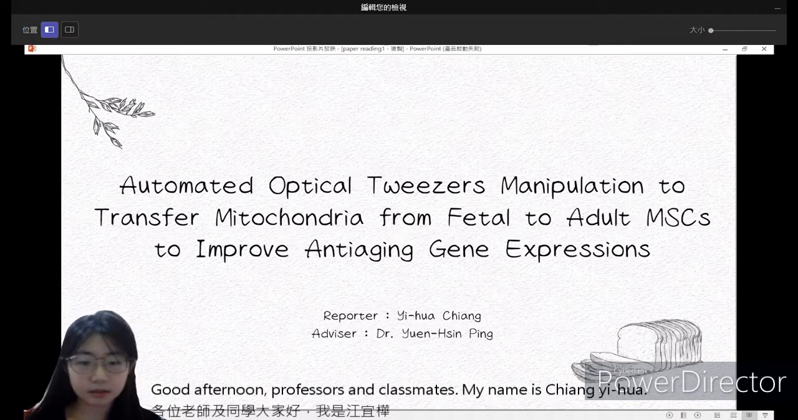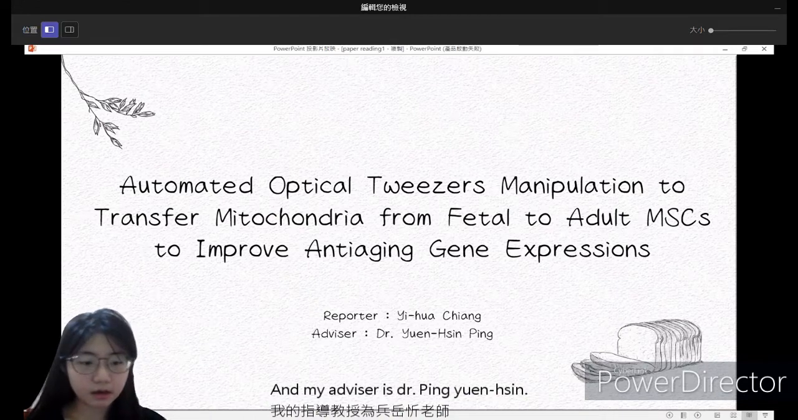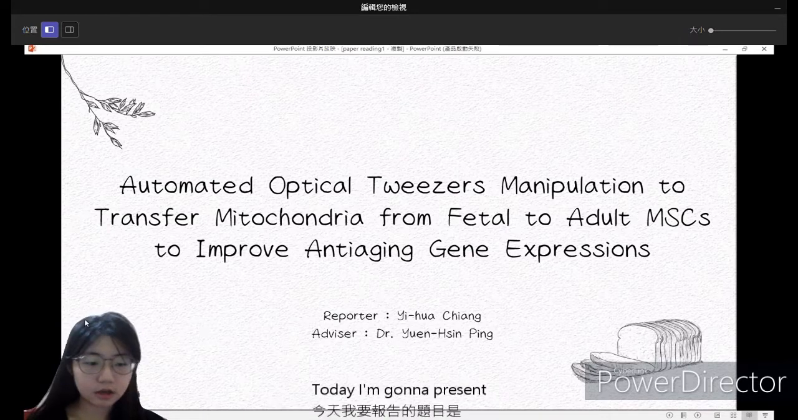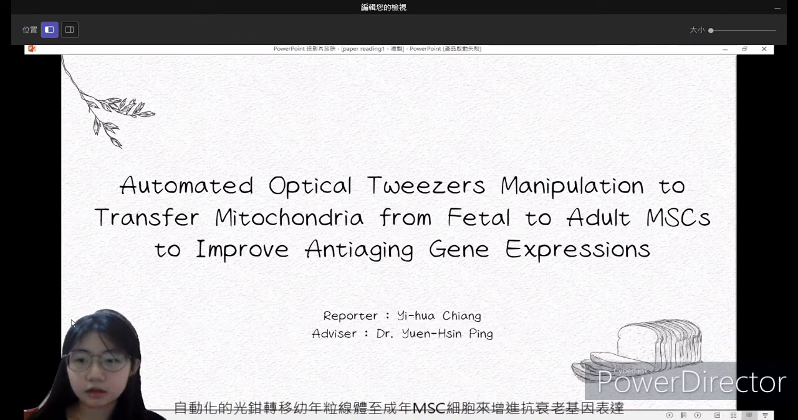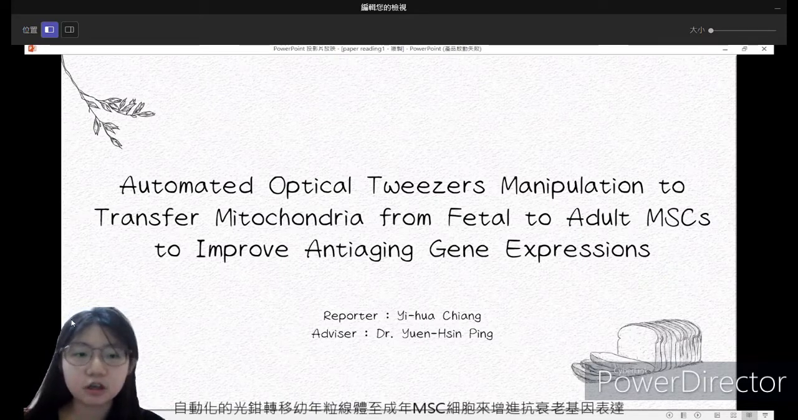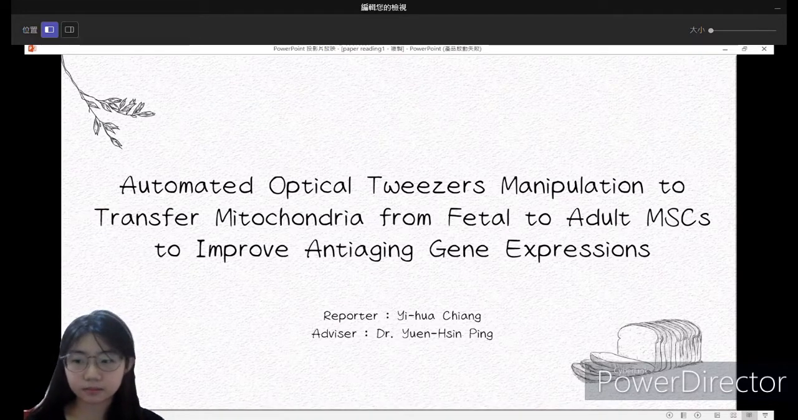My name is Jiang Yihua, and my advisor is Bingyue Xin老师. Today, I'm going to present the automatic optical tweezer multiplication to transfer mitochondria from fetal to adult MSC cells to improve anti-aging gene expressions.